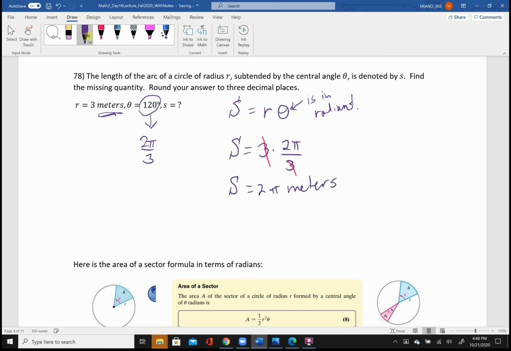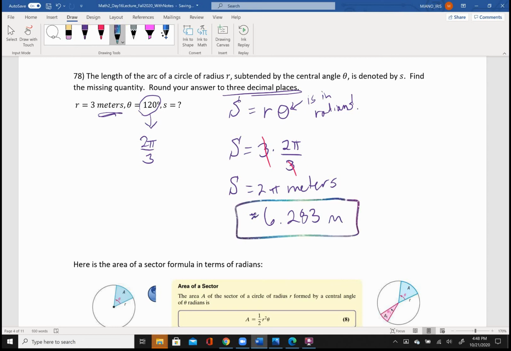But wait, they asked for 3 decimal places, so you actually need to plug this into your calculator, and you're going to get that it's approximately 6.928 meters. Or excuse me, 6.283. My bad. I was looking at a different problem in my notes. Just a moment, sorry, 6.283. That is indeed the meters arc length, and yes, it is approximate. We are rounding to 3 decimal places, so there you have it.